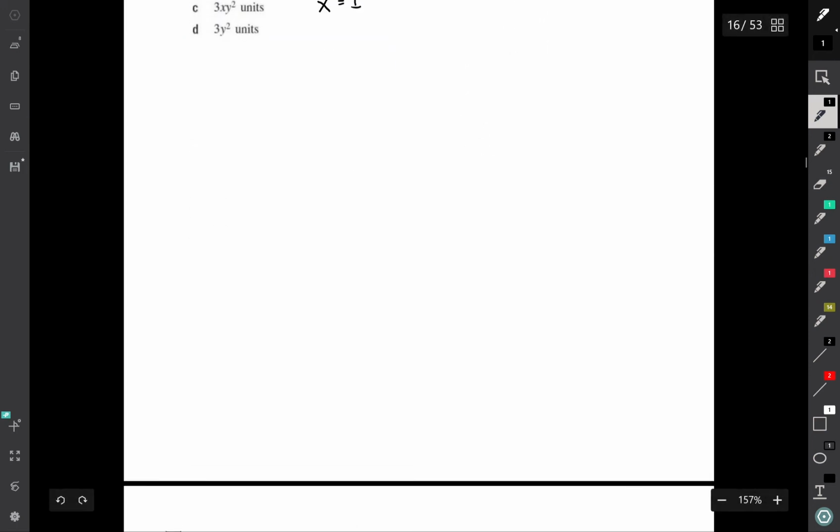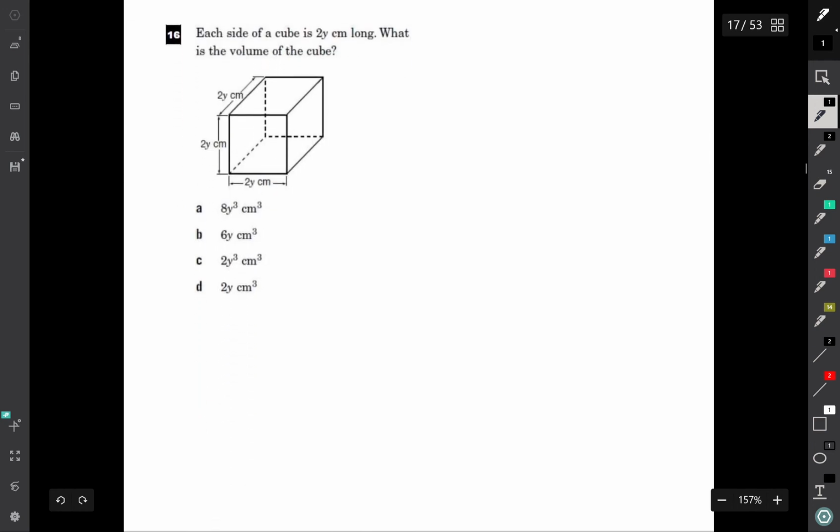Okay, moving on. 16. Each side of a cube is 2y centimeters long. What is the volume of the cube?